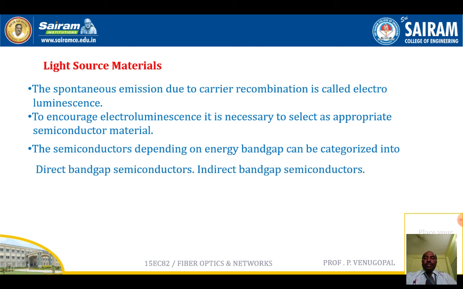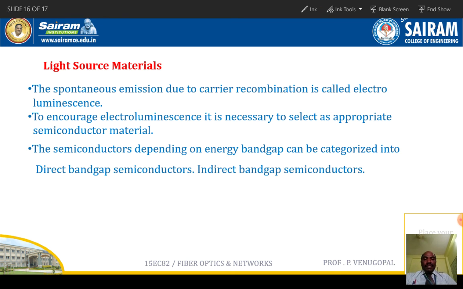Next topic is light source materials. The spontaneous emission due to carrier recombination is called electroluminescence. To encourage electroluminescence, it is necessary to select an appropriate semiconductor material. The semiconductor materials, which you can see in the next slide, depending on the energy band gap, can be categorized into direct band gap semiconductors and indirect band gap semiconductors.